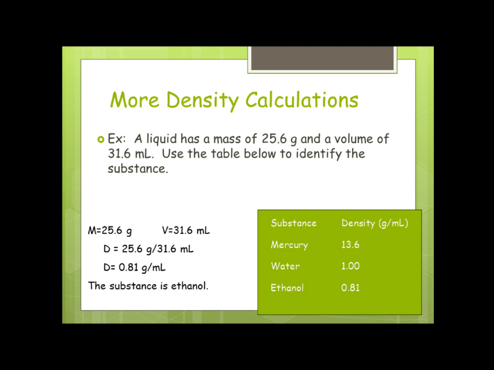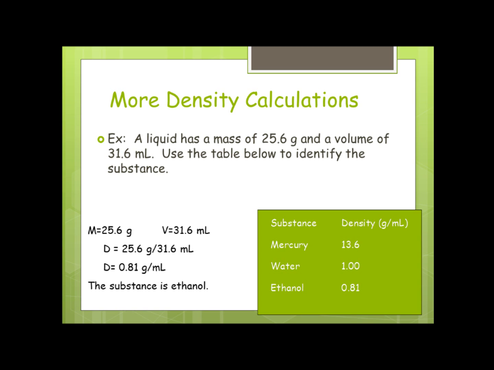So remember, we can identify what the substance is if we know its density and what the density should be of that substance. So our liquid has a mass of 25.6 grams. It has a volume of 31.6 milliliters. So we divide 25.6 by 31.6, and we get 0.81 grams per milliliter. And if we look on this chart in the green here on the right-hand side, you have mercury, water, and ethanol. And it gives each of their densities.